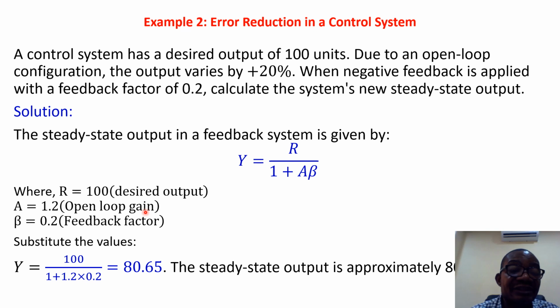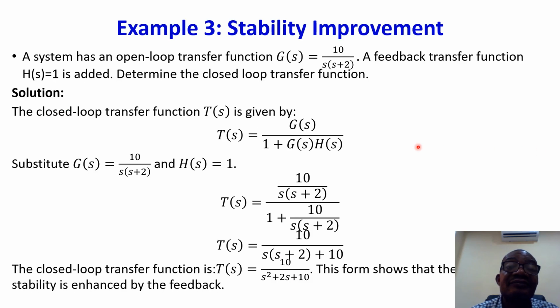When we substitute it into that equation, we have y is equal to 100 divided by 1 plus 1.2 times 0.2, which gives us 80.65. The steady state output is approximately 80.65. Let's look at the third example.